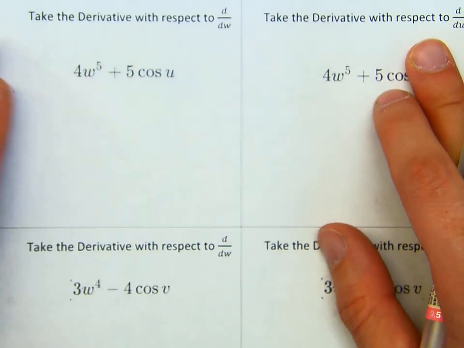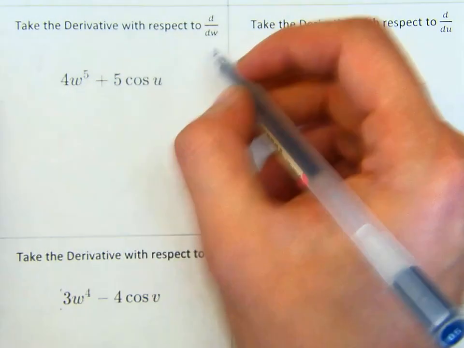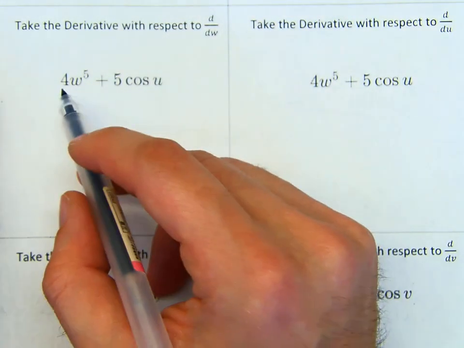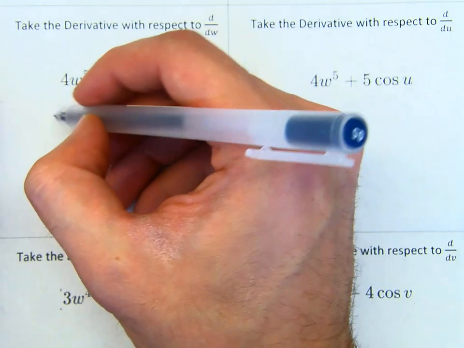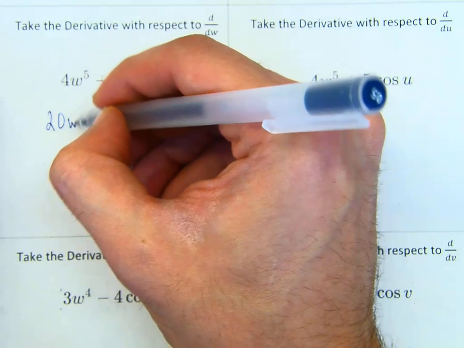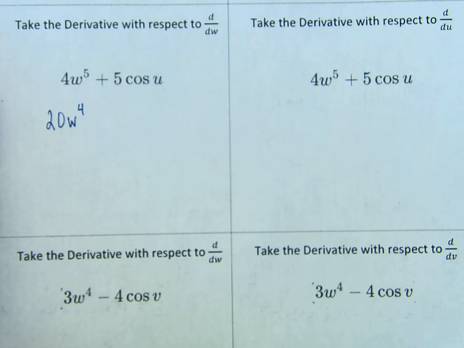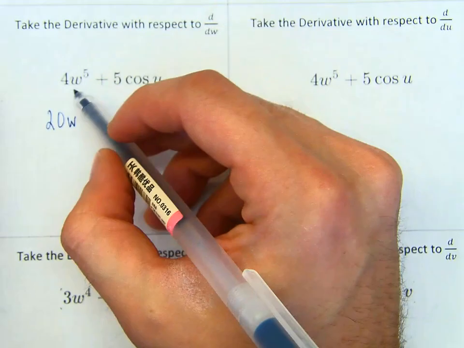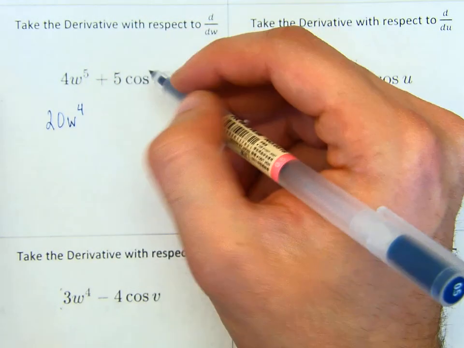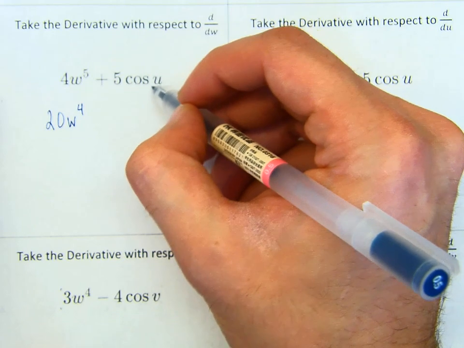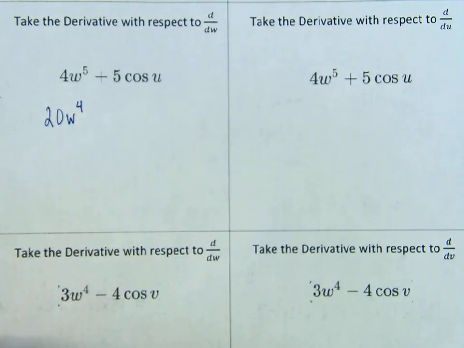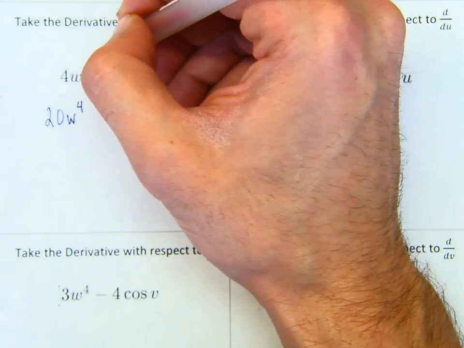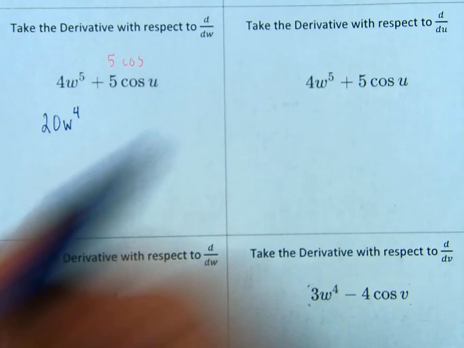Okie dokie. Try the next one. Here, this would be what? What's the derivative of 4w to the 5th? With respect to w, this will be 20w to the 4th. Okay? Now, because it's with respect to w, we're okay. But here we have a u. So this is going to be, and then if you want, just take your time. What's your red? What's your blue? This is your red. And this is your blue.